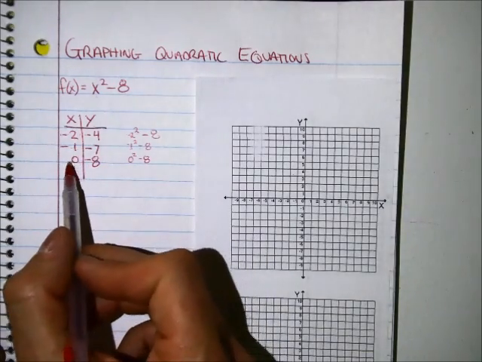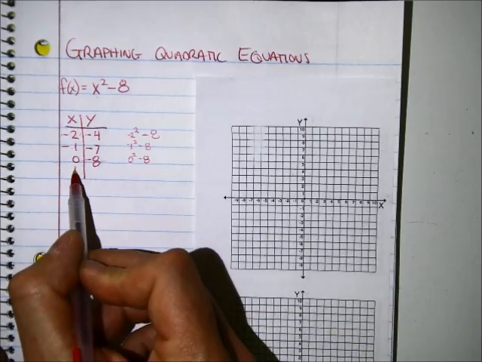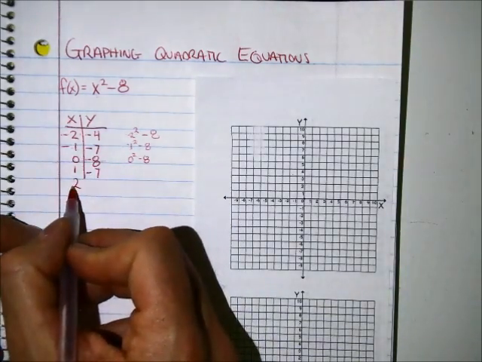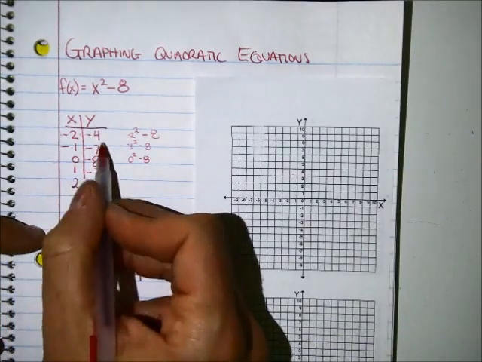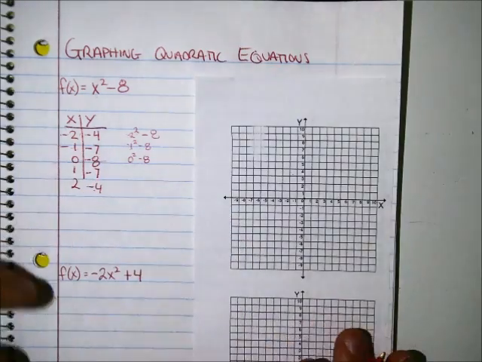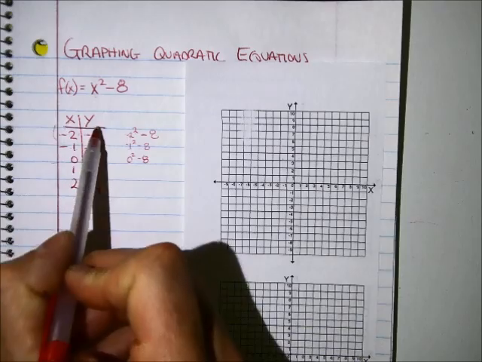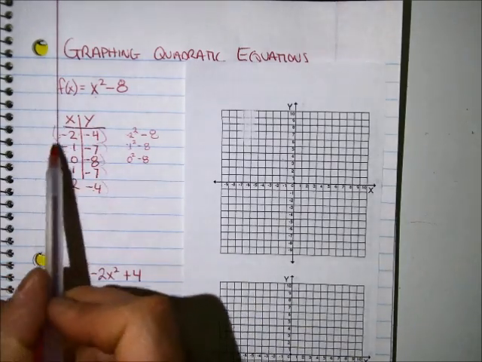And then it's symmetric, right? So whatever I put in for the negatives, I'm going to get the same when I put positives in. So if I put 1 in there, 1 to the power of 2 minus 8 is also -7. 2 to the power of 2 is 4, minus 8 is -4. It's the same thing I got up at the top. Once you got your points, once your table's completed, you got points now. Graph them.